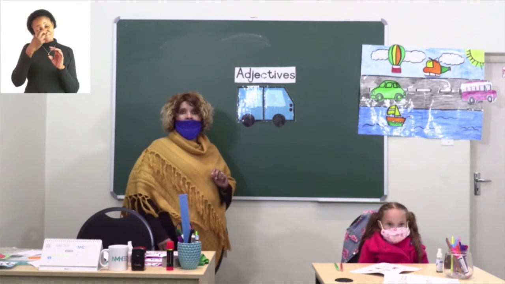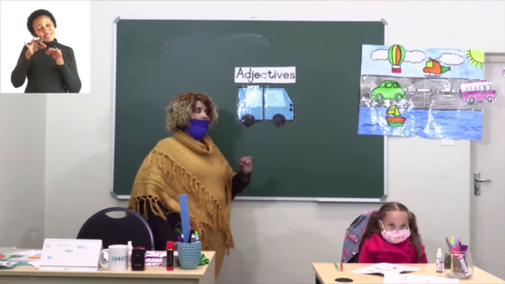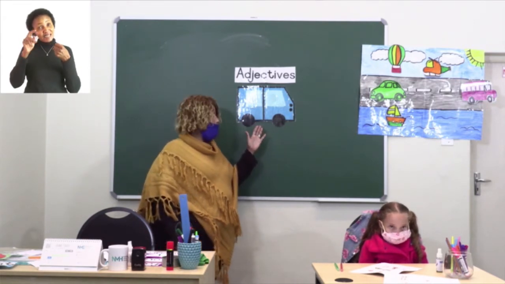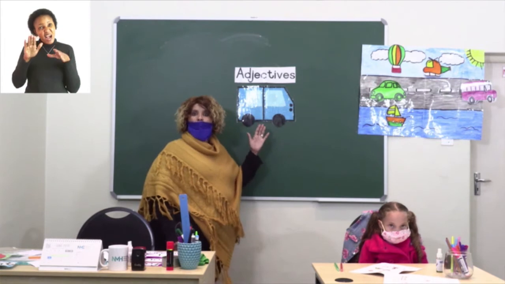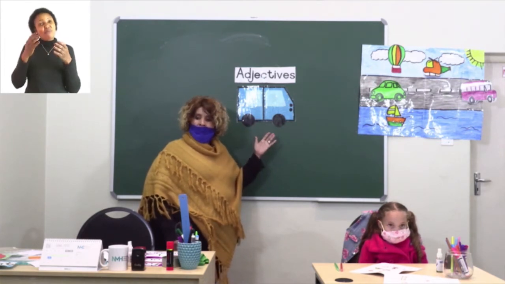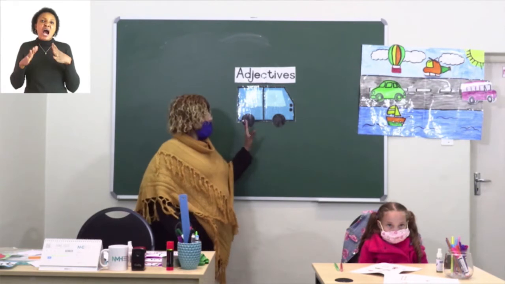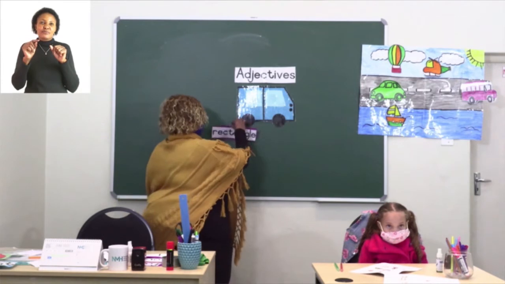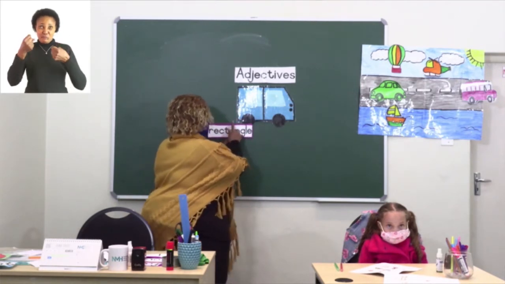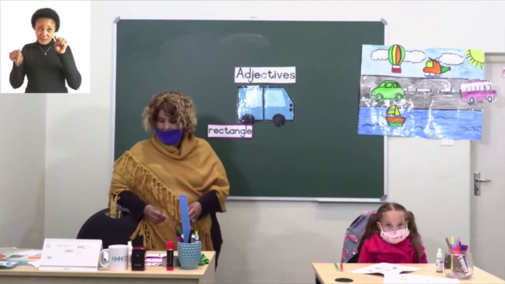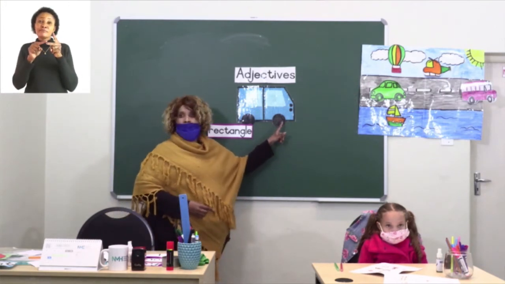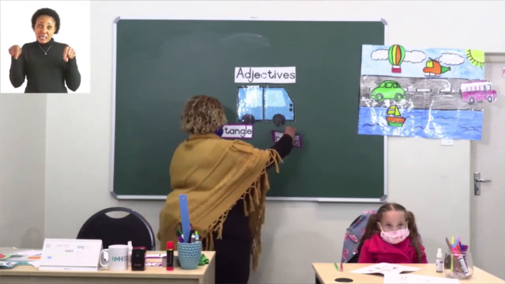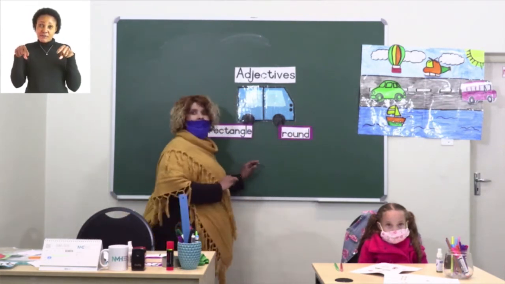Now, adjectives describe a noun. A van is a noun. And the adjective is describing what it is, how it looks, how big it is, and how fast it is. The shape of this van is a rectangle. So it's explaining what type of shape this van is. And this van has wheels. It has round wheels.